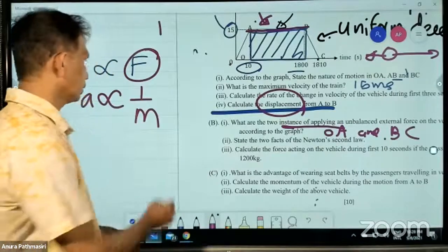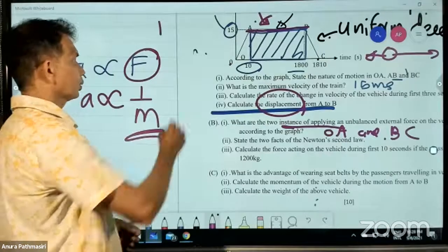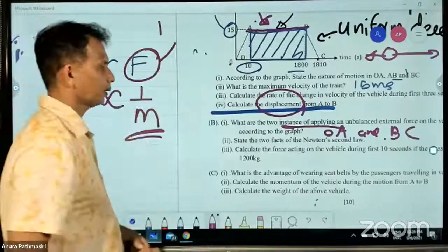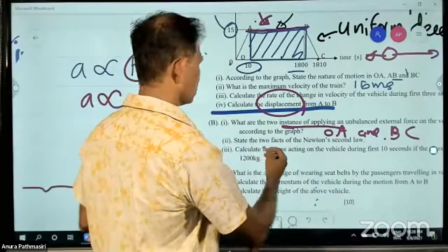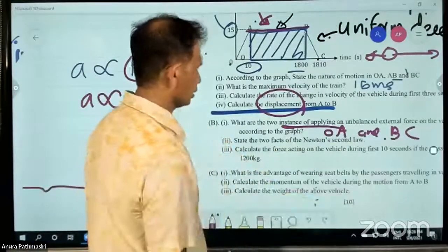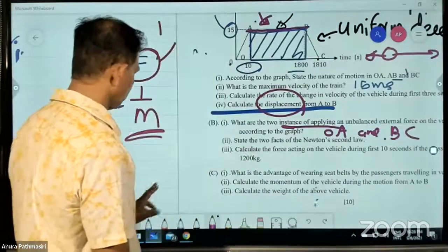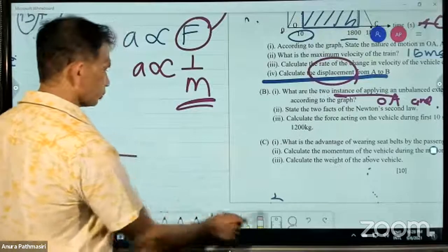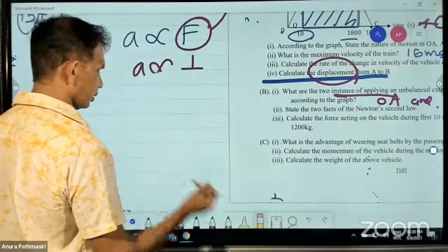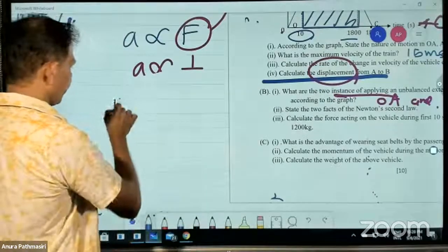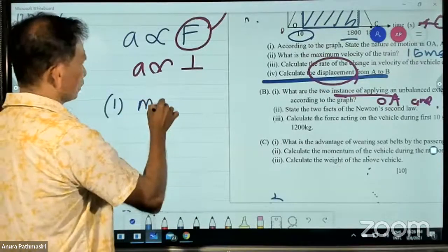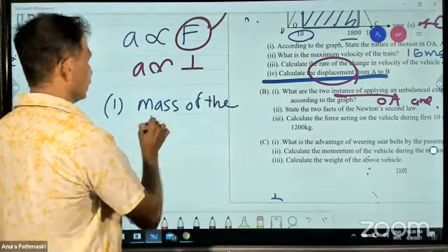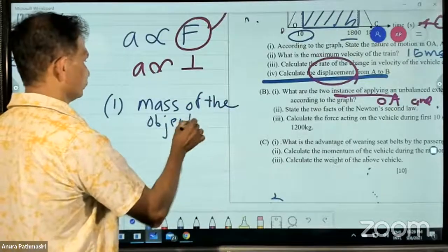And the second one is the mass. So the first one is force, unbalanced force. The second one is mass. State two factors of Newton's second law. So you are writing one. Remember to put the adjective for the force. First one, mass of the object.